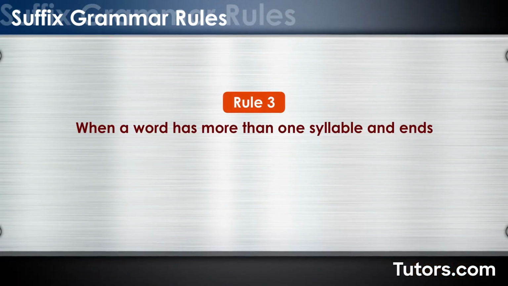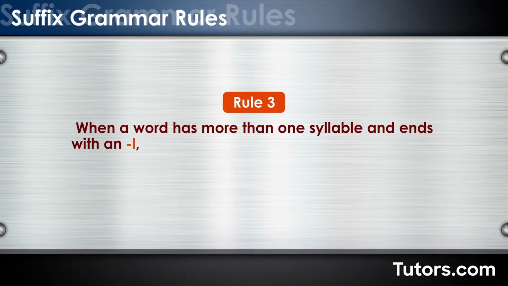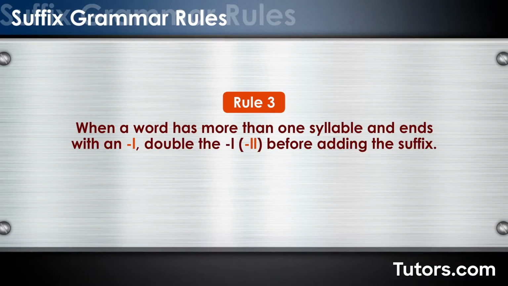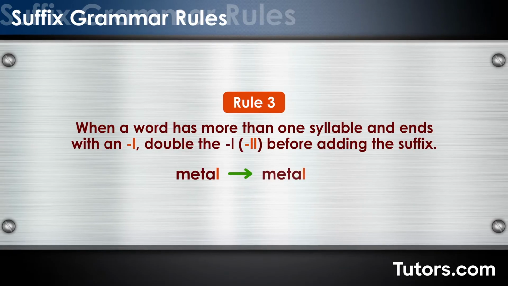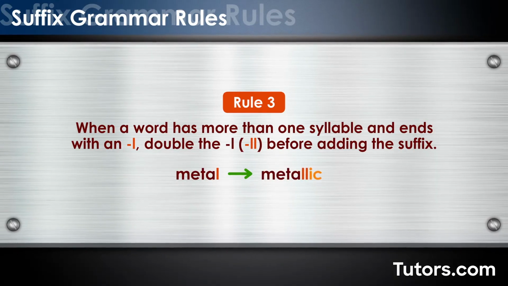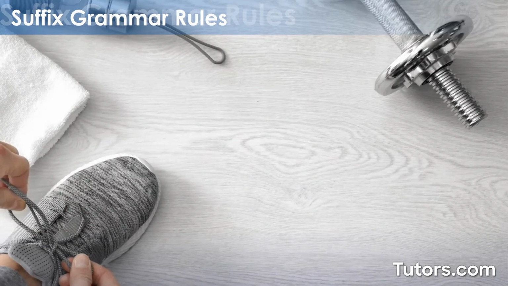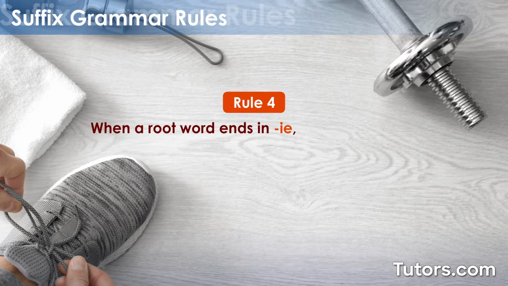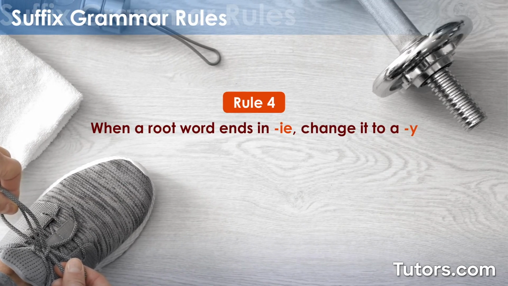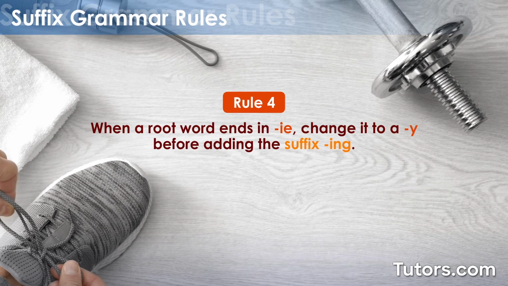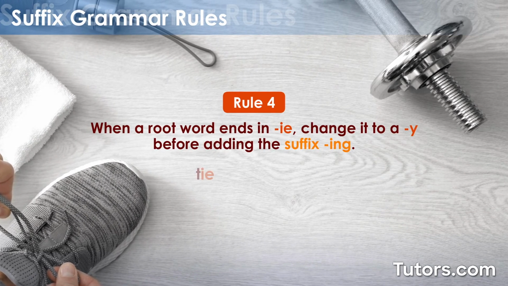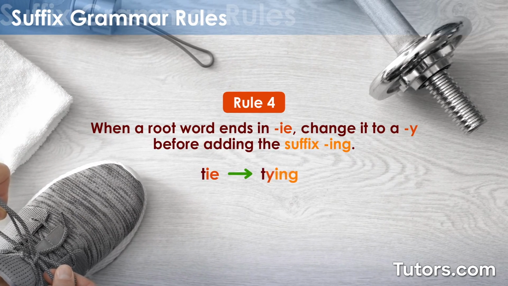If a word has more than one syllable and ends with an L, double the L before adding the suffix. Metal needs a second L before it can be metallic. When a root word ends in IE, change it to a Y before adding the suffix ing. For example, tie becomes tying.